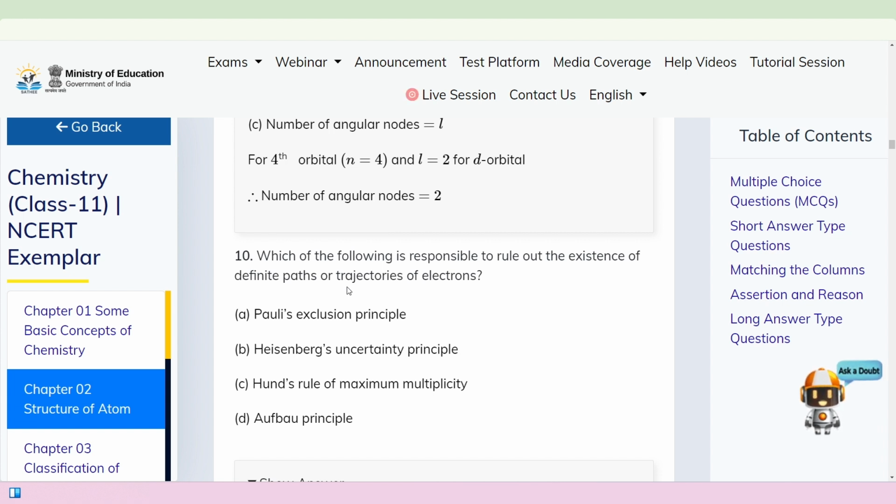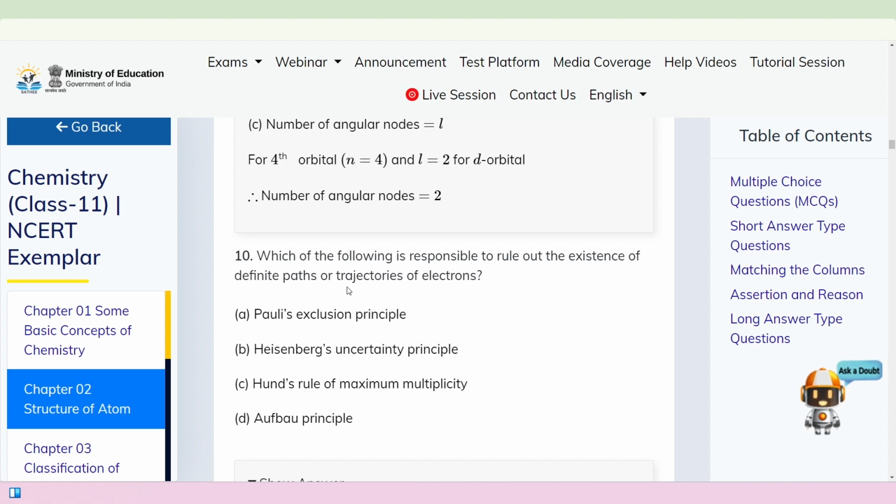Next question says: which of the following is responsible for ruling out the existence of a definite path or trajectory of electrons? Bohr predicted that electrons revolve around the nucleus in a fixed, stationary orbit. But when quantum mechanics came into the picture, his idea was disrupted, and this was the main reason Bohr's model was taken down. Of course, Pauli's exclusion principle is not the one. Hund's rule of maximum multiplicity is not the one. They are all rules for filling the electrons, and they still exist, and also the Aufbau principle.